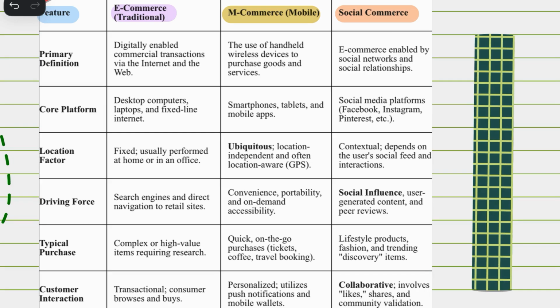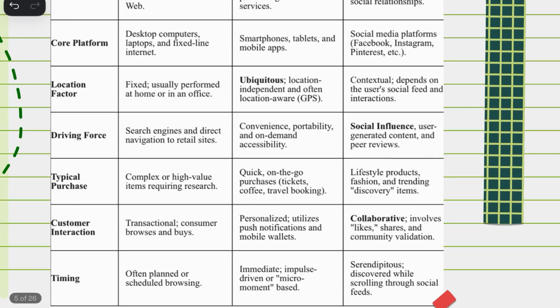It is more about fashion, trending things, and discovering and trying new items because an influencer was influencing that new item, right? And if we talk about customer interaction, in e-commerce it is transactional, so the consumer browses and buys. In m-commerce it is personalized. You get personalized push notifications directly according to your past history or your browser history. And in social commerce the customer interaction is collaborative. It involves likes, whether there is community validation or not for a particular product. And the timing is often planned and scheduled for e-commerce, and the timing for m-commerce is immediate.